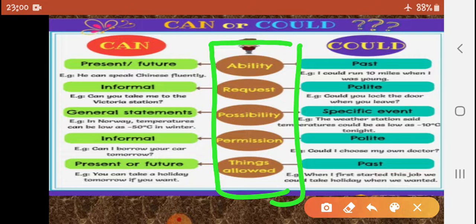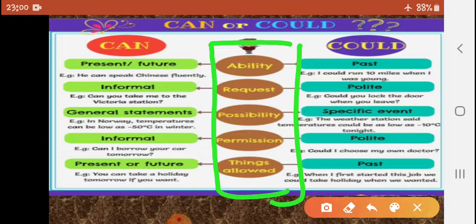Can I bring a glass of water for you? And a polite request: could I choose my own doctor? Could you please give me a glass of water? This is extremely polite permission. Present or future, things allowed.